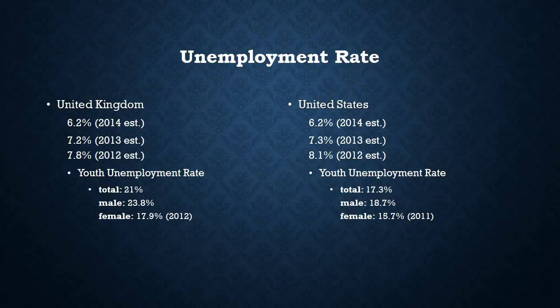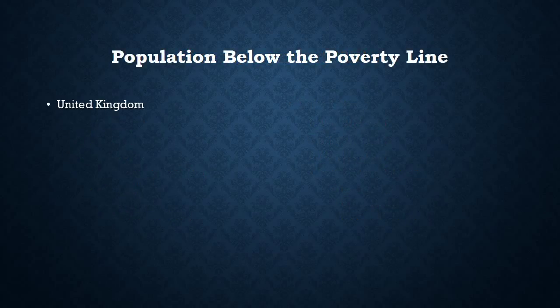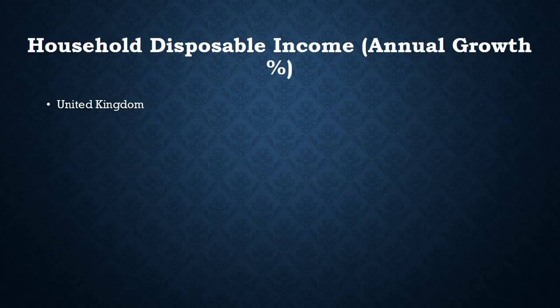For youth unemployment rate, the United Kingdom has a total of 21% unemployment rate for the youth, while the United States has only a 17.3% unemployment rate. Therefore, the United States can be concluded as the winner. For the population below the poverty line, the United Kingdom has 16.2% of its population below the poverty line, while the United States has 15.1%. Therefore, the United States has a better edge in this field.